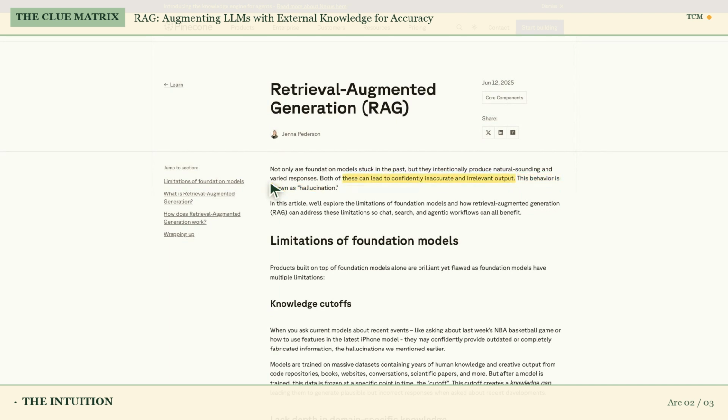It's not just being wrong, it's being confidently wrong. That feels more dangerous. Absolutely. This leads to confidently inaccurate and irrelevant output, eroding user trust. RAG directly addresses this by providing external grounding.